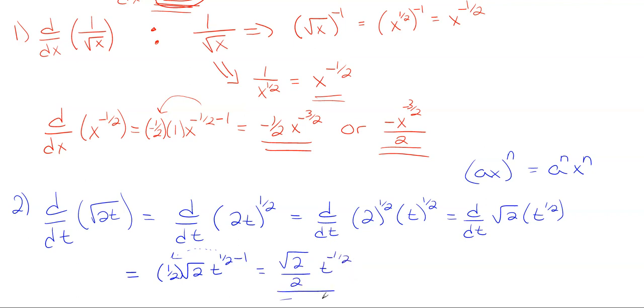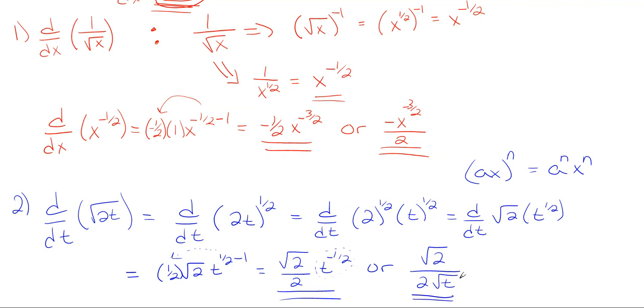And once again, you could leave it like this, or you could write it like this, where we have square root of 2 over 2 times the square root of t, because this portion right here of t to the minus 1/2 is essentially what we did up here in the very first part. We just did it in reverse, where it's 1 over the square root of our variable, and that's what we have right here.